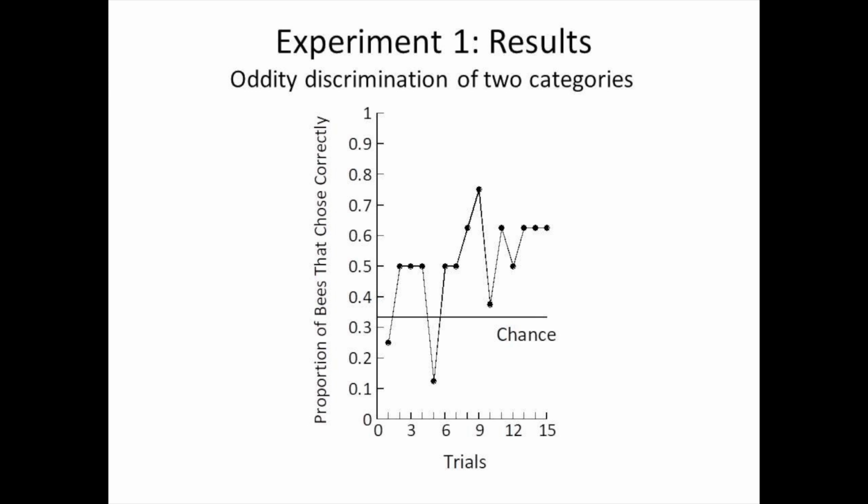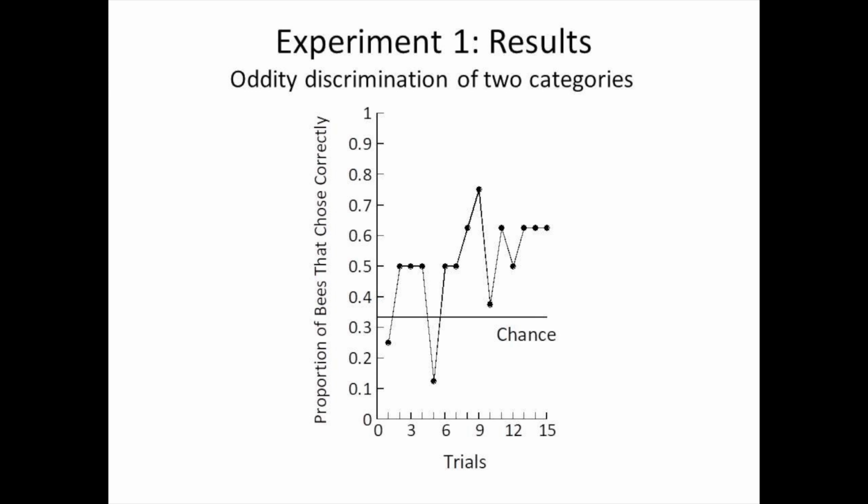If bees could not solve the problem, then we can expect the points on the graph to be at or below 0.33. Now, the problem does look difficult, but it appears that the bees were able to solve the problem over time. And we noticed because the proportion of bees that chose correctly peaked at 75% at trial 9, and by trial 12 it stabilized at 60%. These numbers are significantly higher than chance, meaning that the bees really did figure out which one was the odd category.